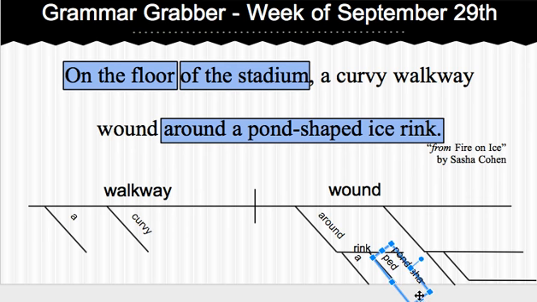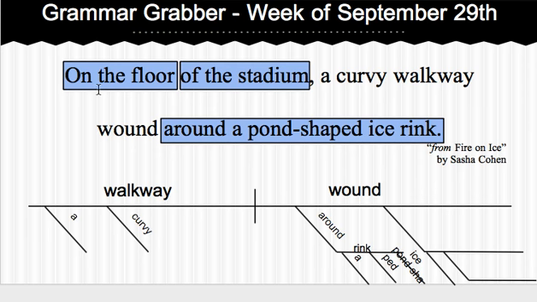And our last one is that it's an ice rink. So as you can see, we've added all three of our adjectives, well, two adjectives and an article, describing rink.